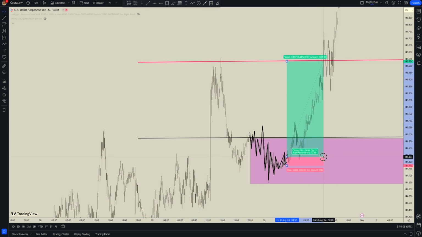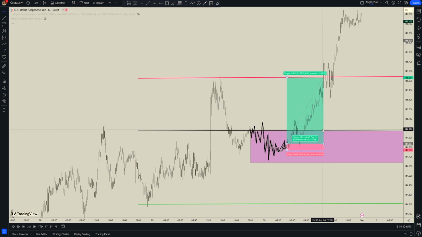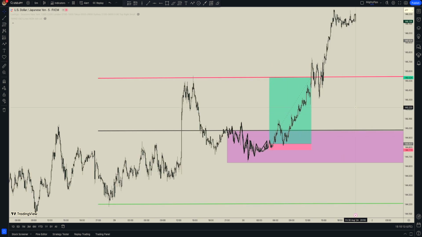You can pass your prop firm challenge in just one single trade, guys, just using this. So that's the strategy, guys, I wanted to show you.